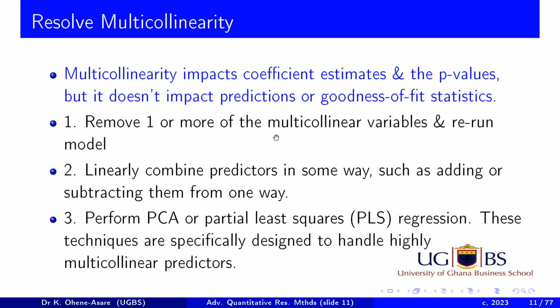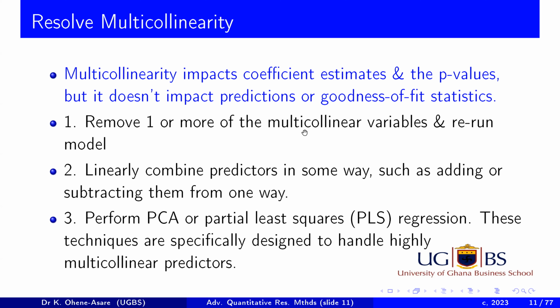You remove one or more of the multicollinear variables and rerun the model. We said that. If the model is the same as before, then you bring it back. That's the first one. If it is leading to better estimates, then you keep them removed. Second, you combine some of the predictors in some way, like you add or you subtract some from the other.